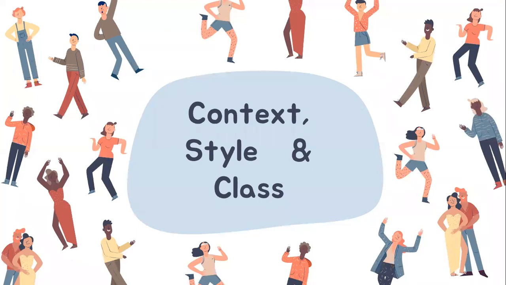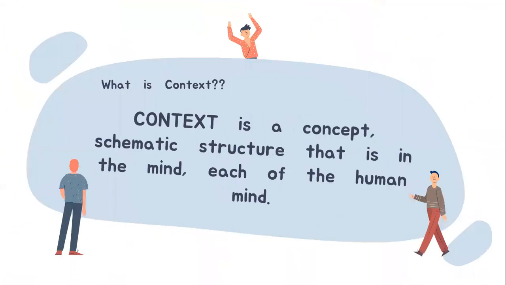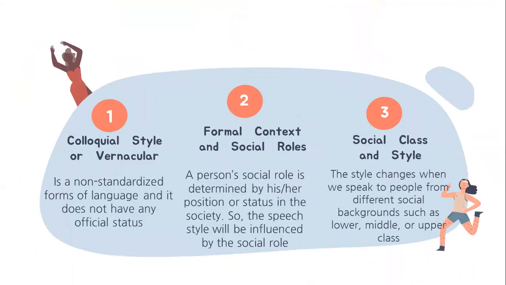Okay, next is context, style, and class. Next, what is context? Context is a conceptual semantic structure that is in the mind, in each human mind. Next, the first one, colloquial style or vernacular, is a non-standardized form of language and it doesn't have any official status.